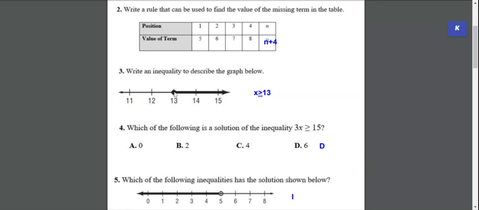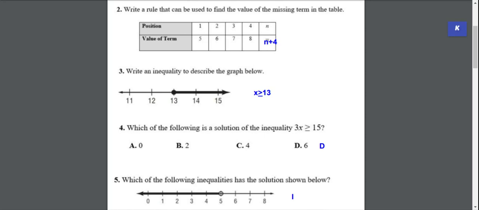Now, all of the numbers that are on this line are 14, 15, 16. They're all bigger than 13. So this is the symbol for greater than, right? The thing that comes first is the open part, so that's greater than. X is greater than or equal to 13.